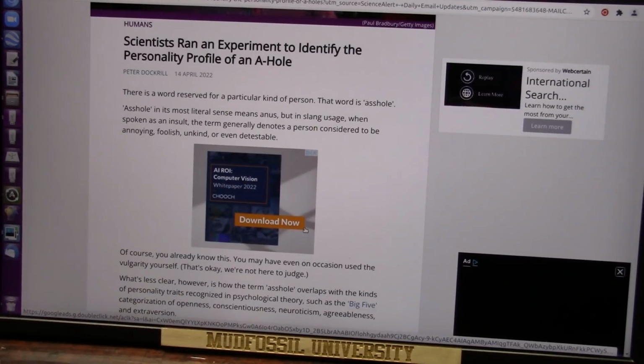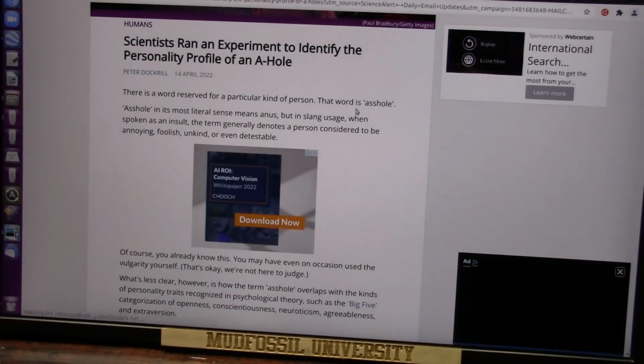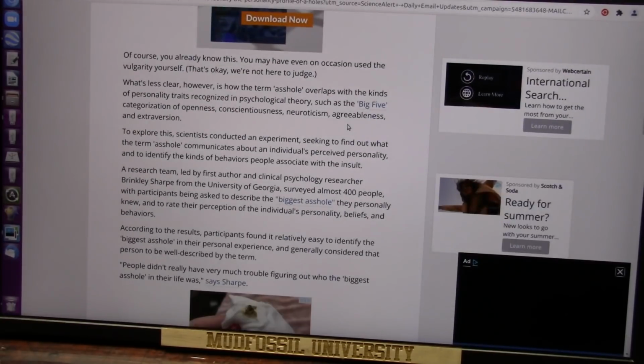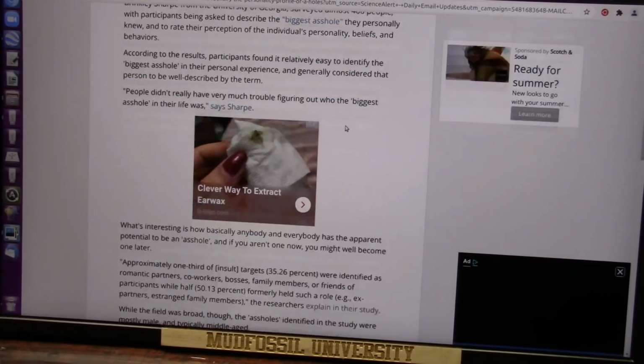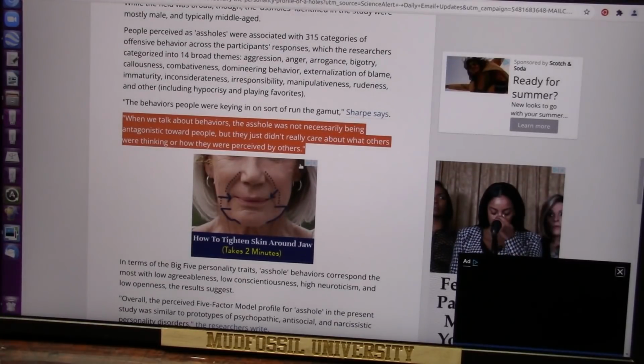When you start talking to people, they say, oh, this guy's an a-hole, forget him. Well, you know what an a-hole means, an asshole. And that's just an insult to say, just forget about him. Well, you forget about me because when we talk about behaviors, the asshole was not necessarily being antagonistic towards people, but they just didn't really care about what others were thinking or how they were perceived by others.